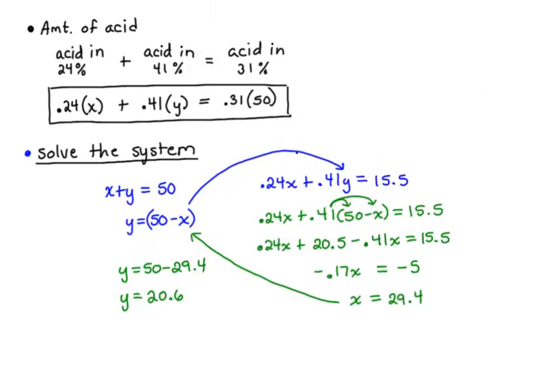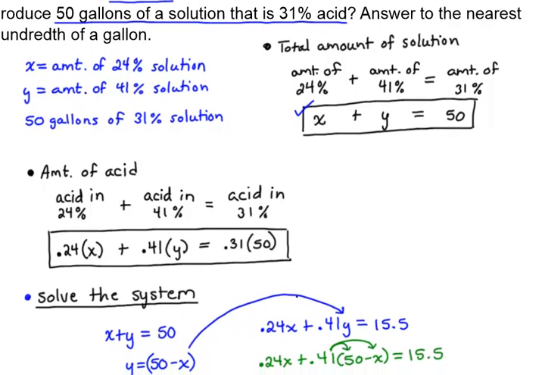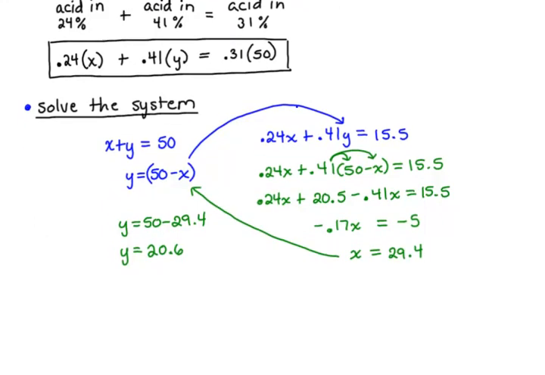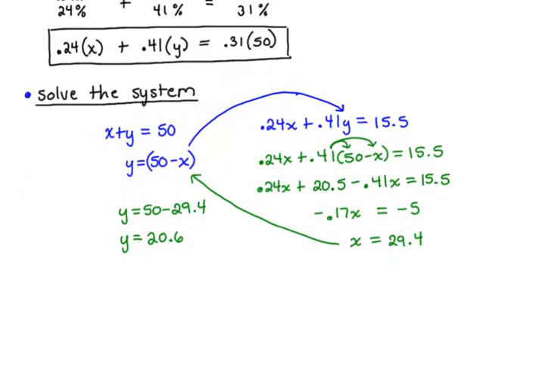Okay, so now let's answer the question. The question says, about how much of each solution does she need to produce 50 gallons of a solution of 31%? Okay, so y was the 41% solution, so she needs 20.6 gallons of 41%, and then she needs 29.4 gallons of the 24%.